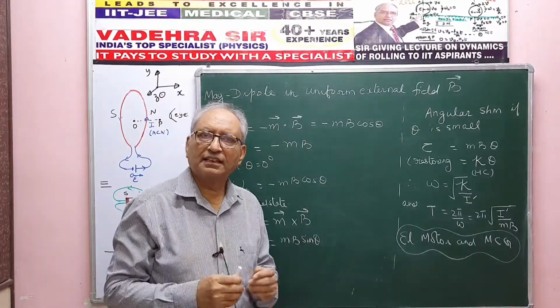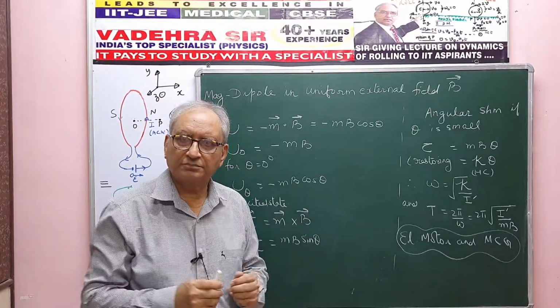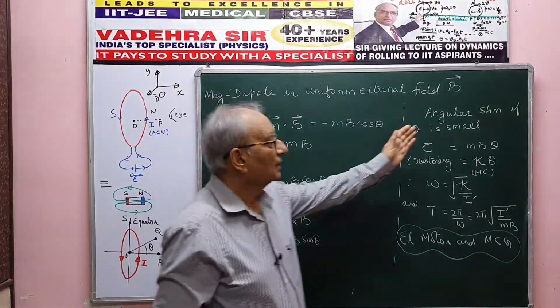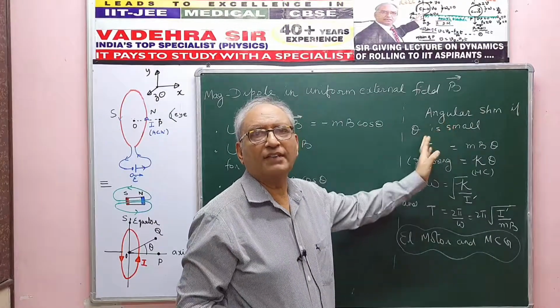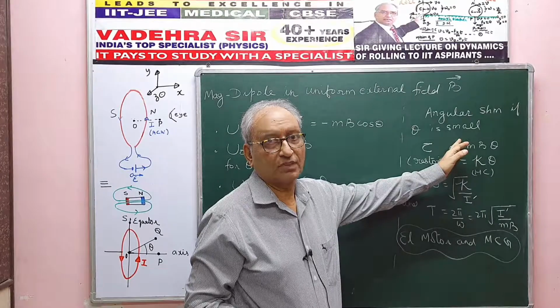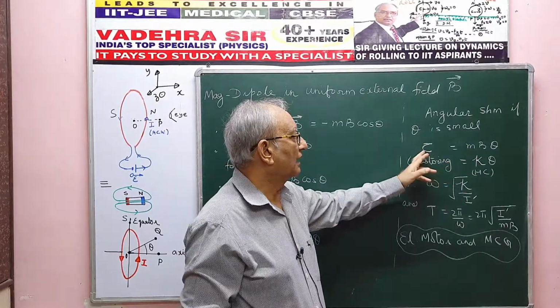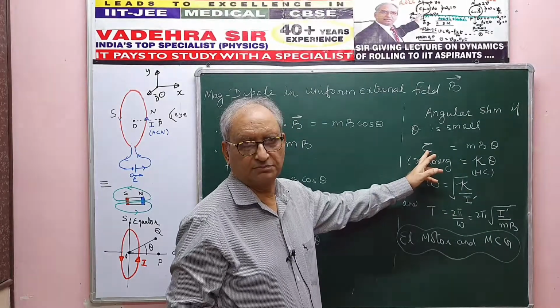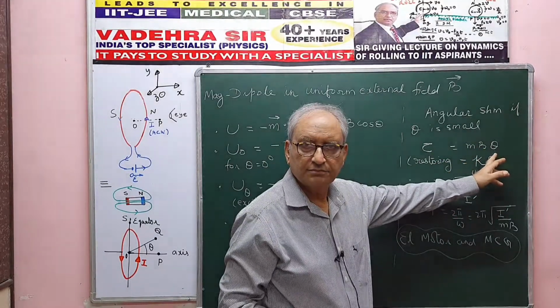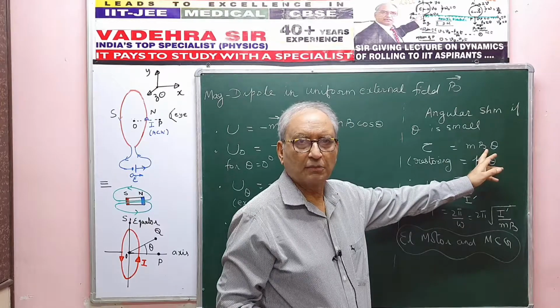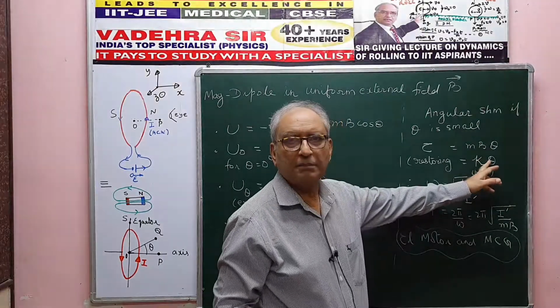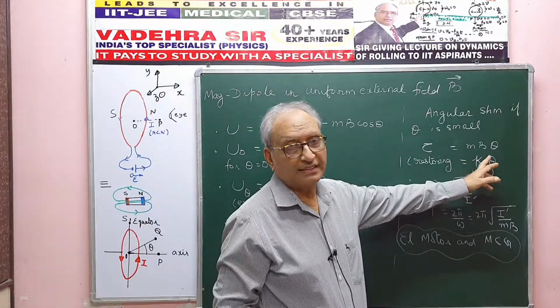Let us investigate if this oscillation is an SHM. It will be SHM only if theta is very small. If theta is very small, then sin theta equals theta in radians, and then the restoring torque would be MB theta. M is constant, B is constant, so it's a constant multiplied by theta. Theta is the angular displacement.